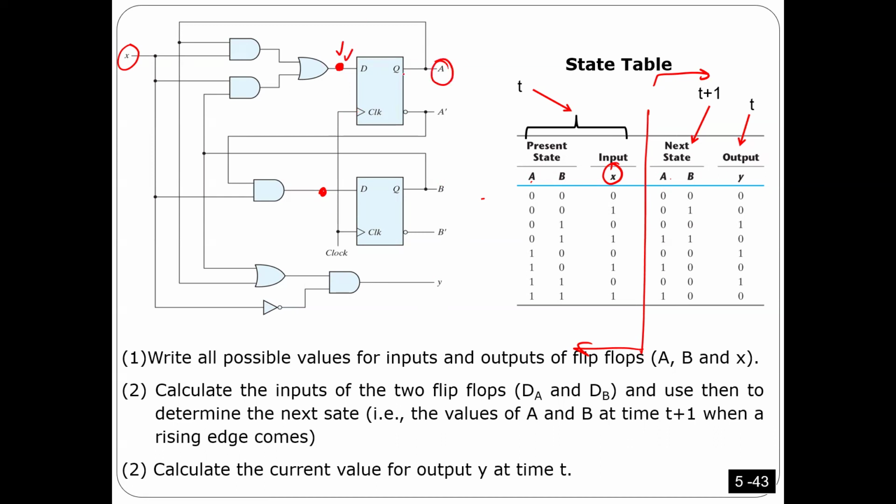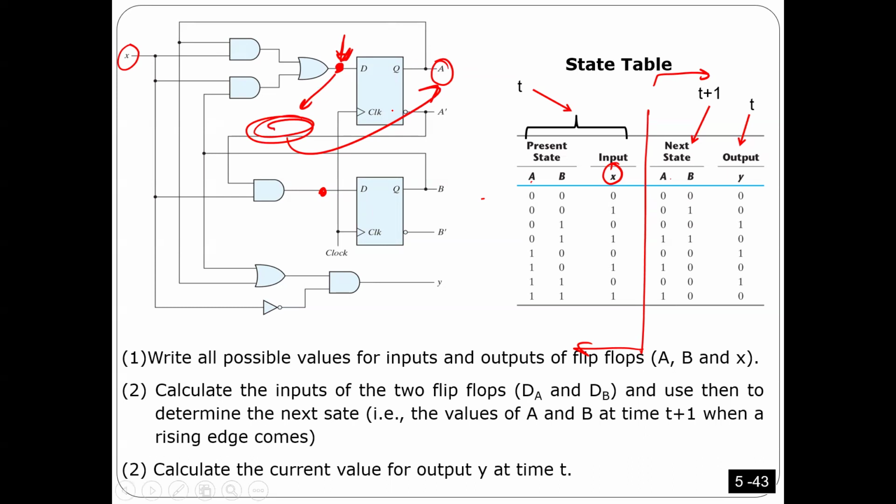Why? Because as I explained before, in a flip-flop I have what is called the characteristic equation. What is the characteristic equation? The characteristic equation gives you the relation between input and output of each flip-flop. So what I have to do is calculate the input, and then once I have the input, I plug it into the characteristic equation to get the output.